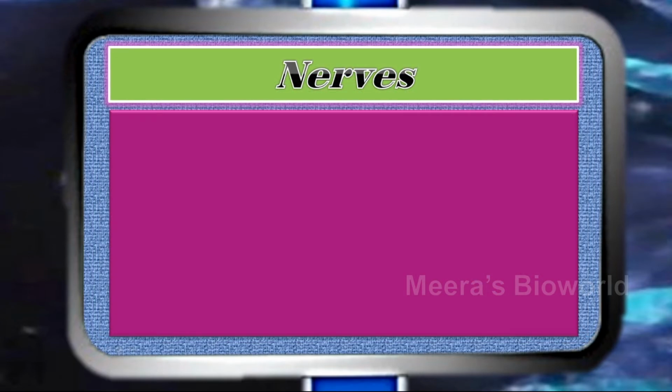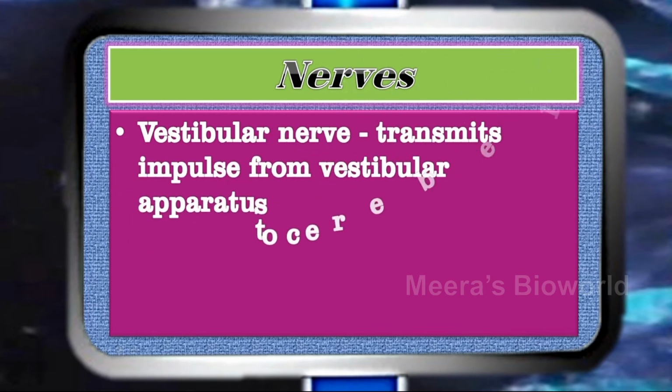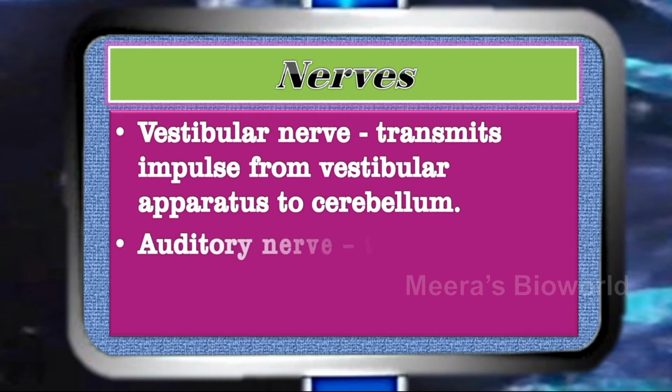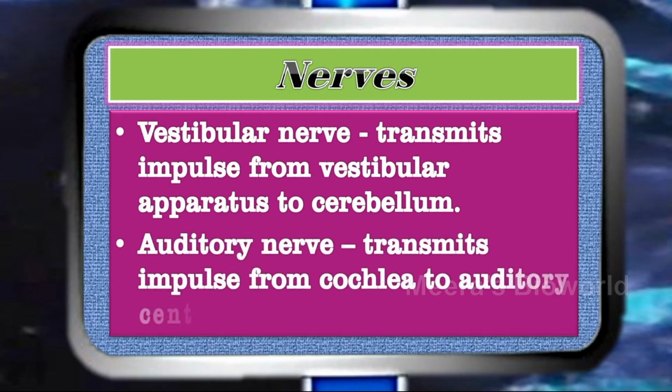Nerves. Two types of nerves are related to ear, vestibular nerve and auditory nerve. As I said, vestibular nerve transmits impulse from vestibular apparatus to cerebellum, whereas auditory nerve transmits impulse from cochlea to cerebrum.